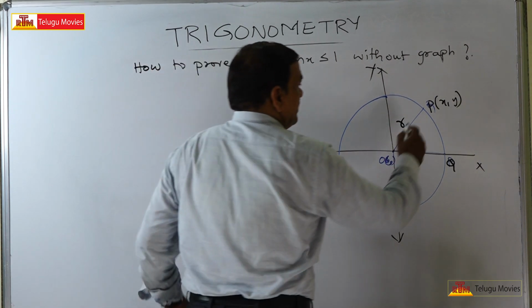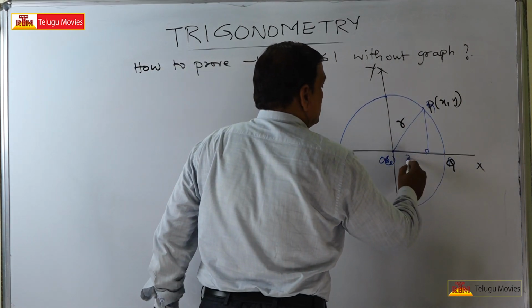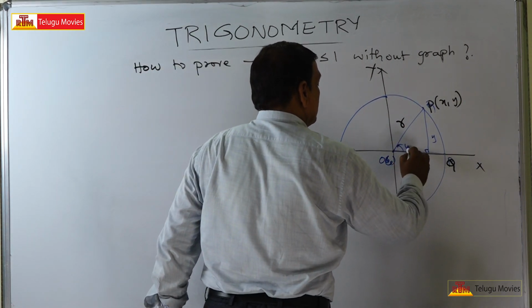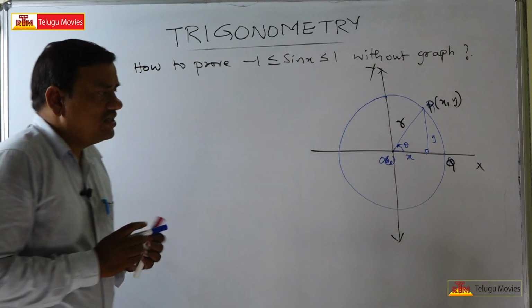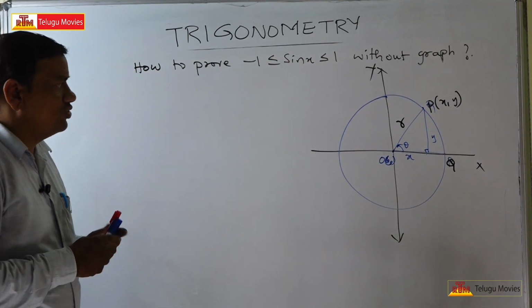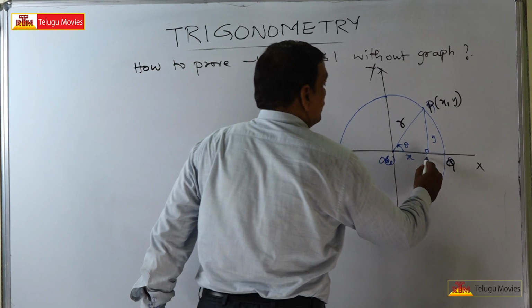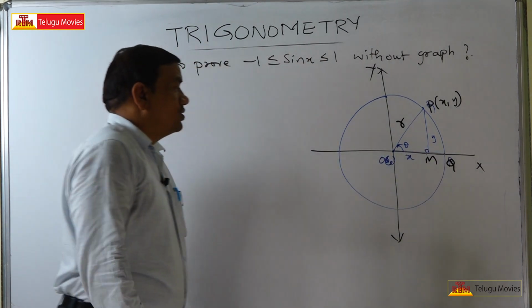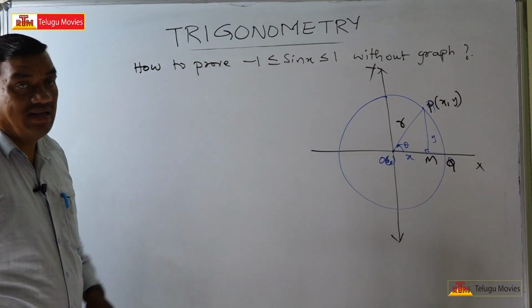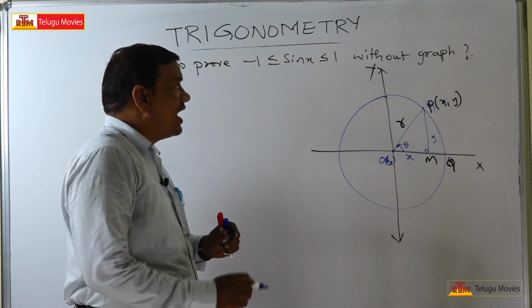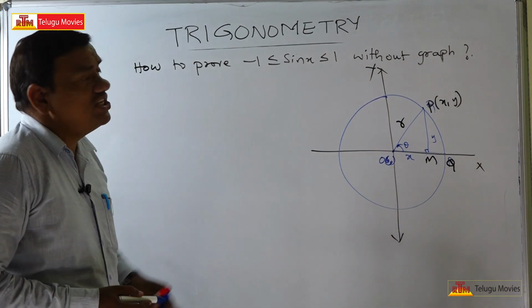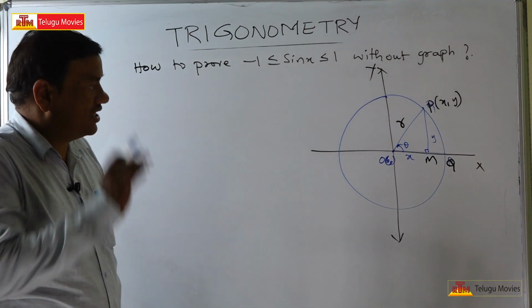So let us draw the perpendicular here. So this is the x value and y value. This is theta. This is PM. So OM length is x and the PM length is y. OP length is r. Now I am going to prove this result without a graph, just theoretically, right?